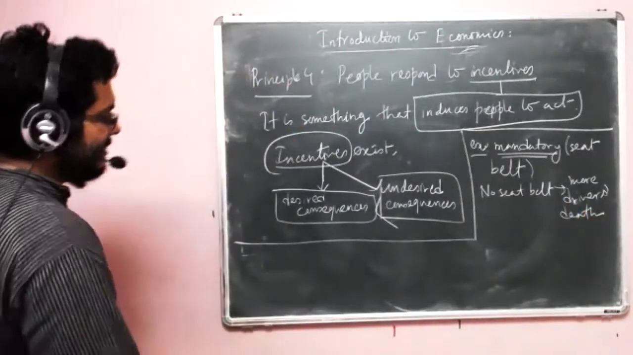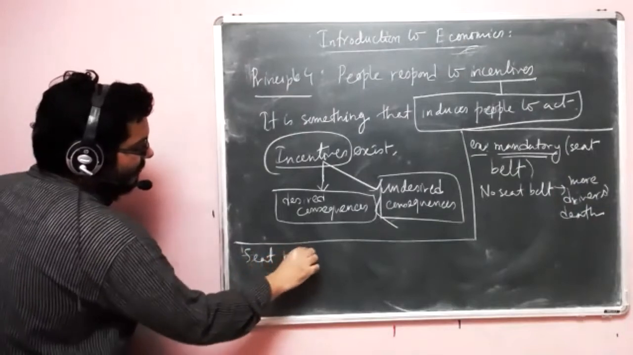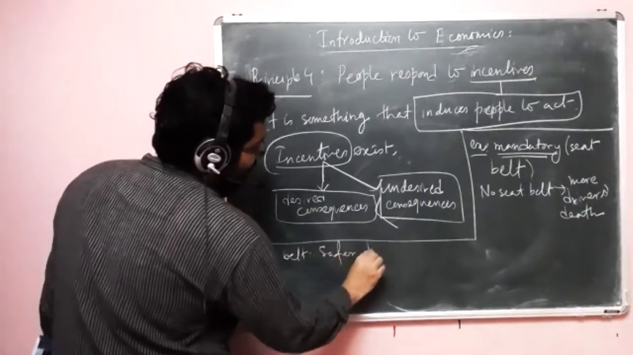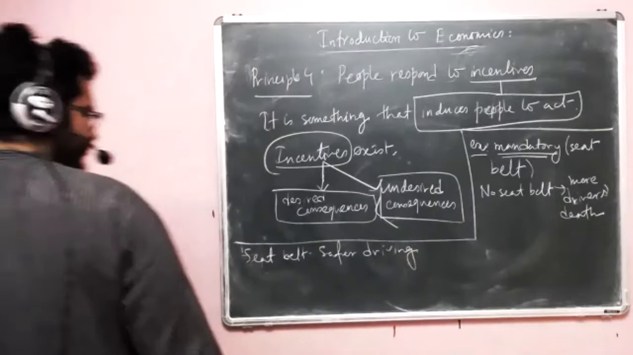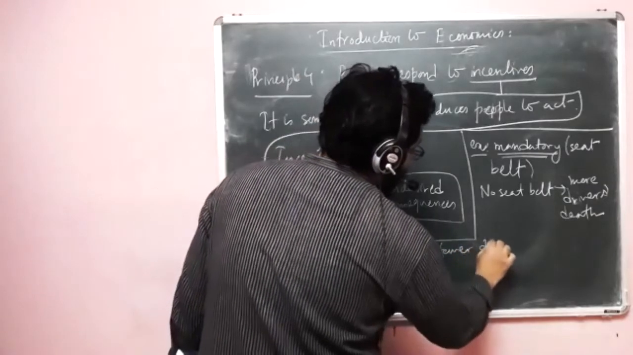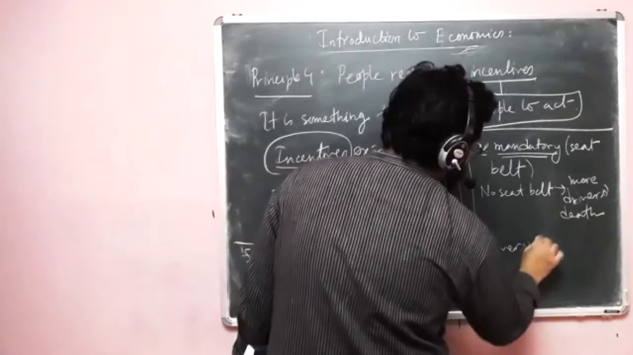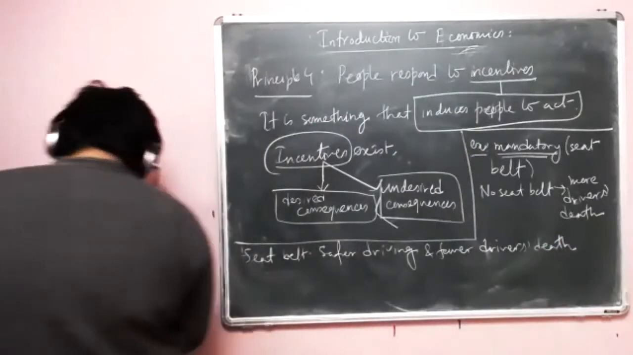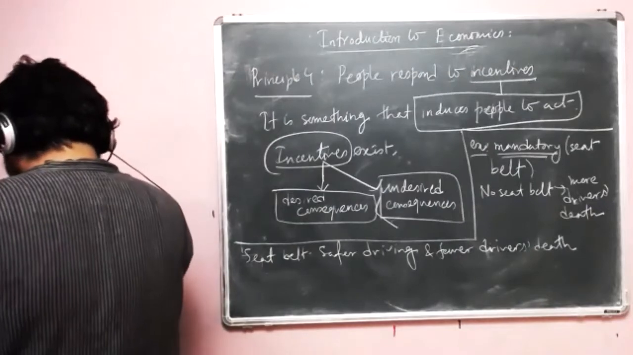So now what is the incentive behind seatbelt? Safer driving, and fewer drivers' death. So that was the intended consequence, or desired consequence.